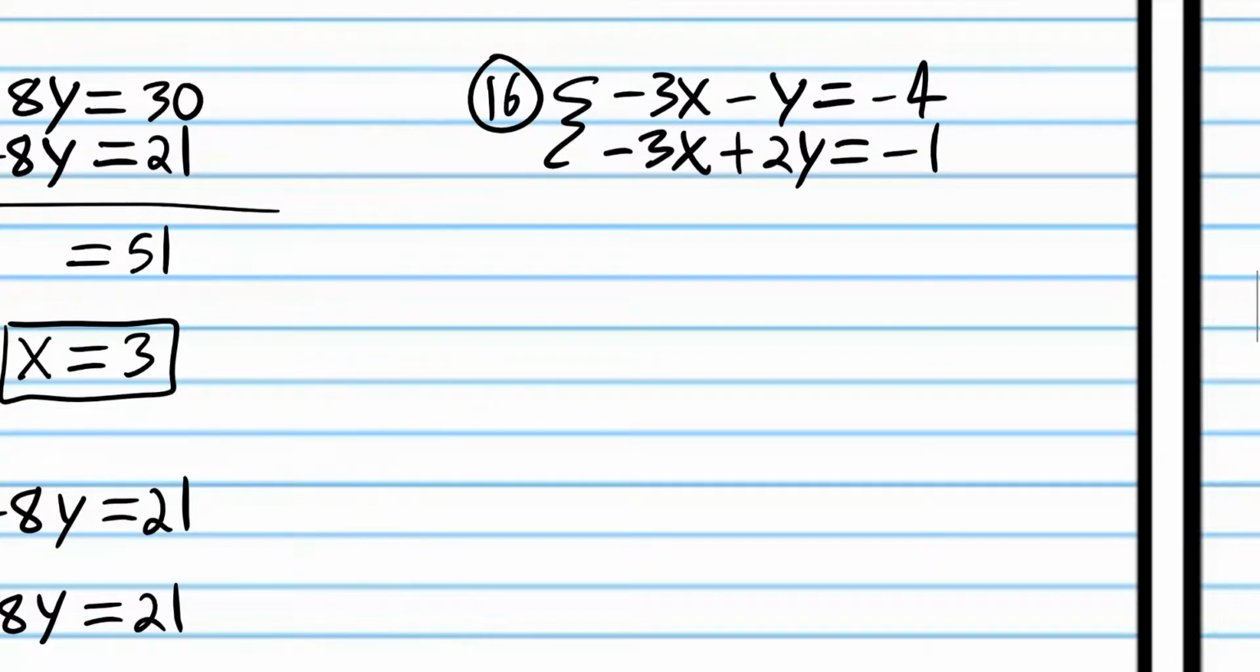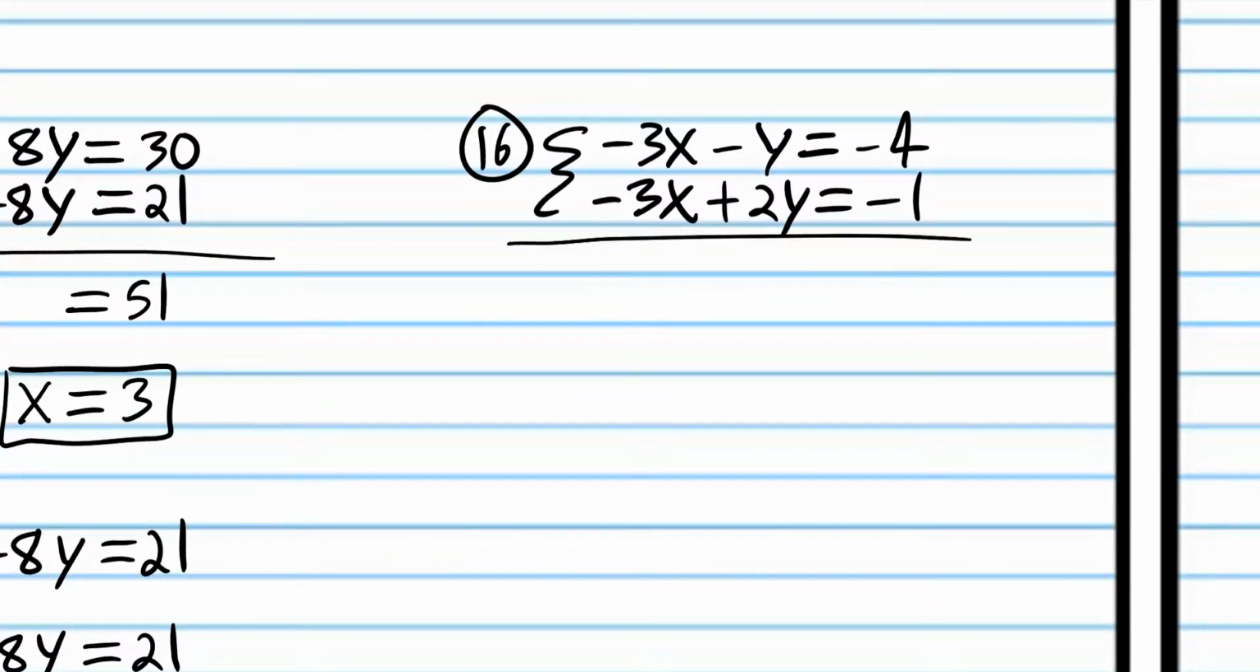All right, we're back. So we're going to subtract this equation, and these just cancel out. Why do they cancel out? Because you have -3x minus -3x. Remember, this is a double negative, that becomes a positive. And you just get 0, and that's what we want.